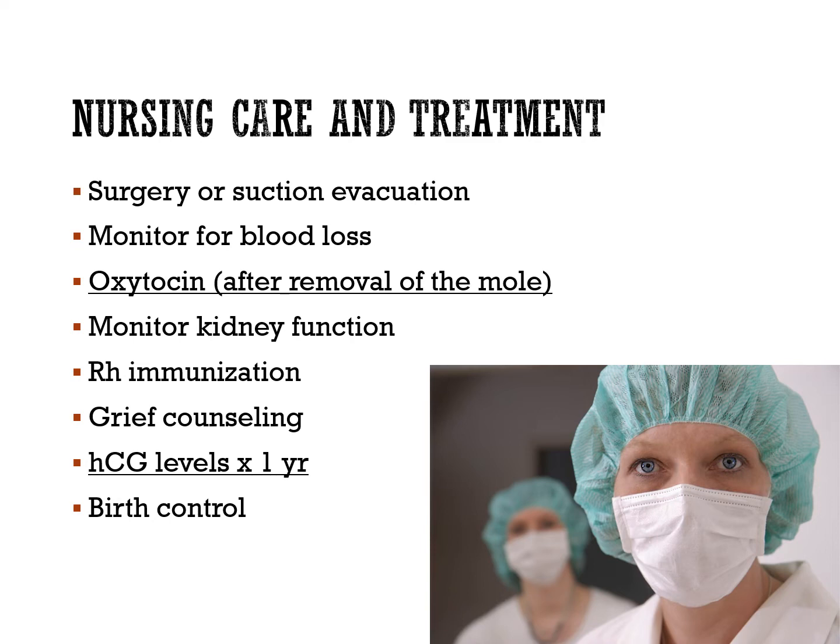Grief counseling, because even though in most of these situations it's just a clump of cells, those vesicles, even though there may have been formation of some parts, that person is going to grieve the loss of that pregnancy and the what-ifs of that pregnancy. HCG levels weekly until they're back to normal. And then every 2 to 4 weeks for 6 to 12 months.